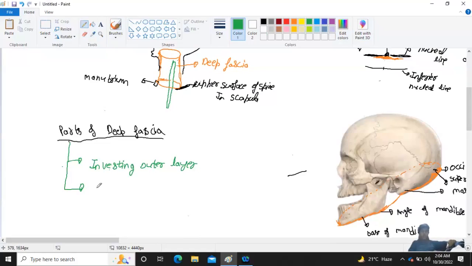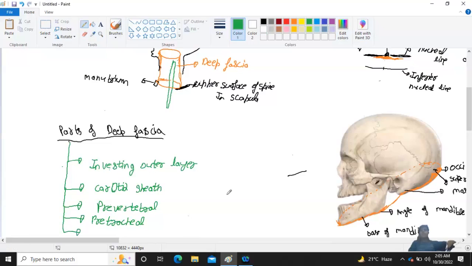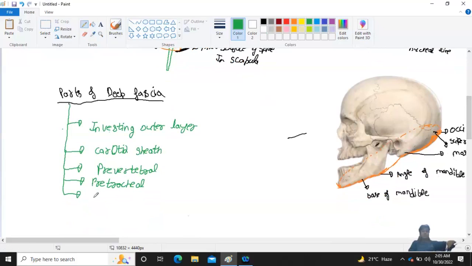Another is the carotid sheath. Then the prevertebral fascia, the pretracheal fascia, and the last is the buccopharyngeal fascia. All are fascia, whole constituents of the deep fascia. Done.